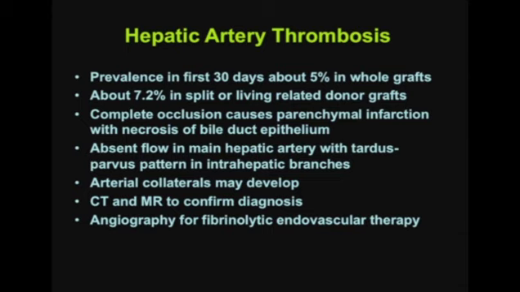Hepatic artery thrombosis also is relatively rare, but still occurs in about 5% of the whole liver grafts, and a slightly higher incidence of about 7.2% in split or living-related donor grafts. When there's a complete arterial occlusion, parenchymal infarction with necrosis of bile duct epithelium ensues. There will be an absence of flow in the main hepatic artery, and the tardus parvus pattern will be identified in more distal branches, and they are presumably being supplied by collateral vessels that develop.